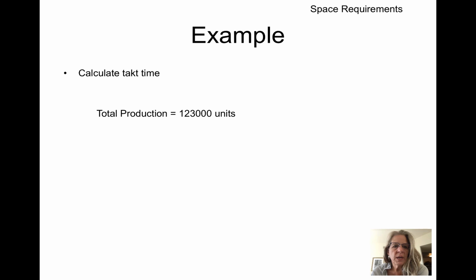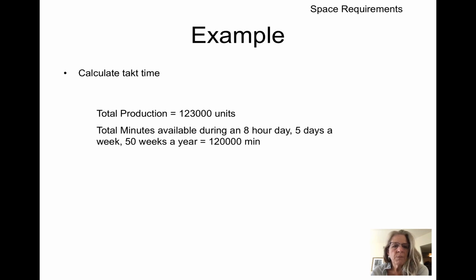So what we do is we take the total production, which is 23,000 units, and we look at the total available time, which is 8 hours a day, 5 days a week, 50 weeks a year, which is 120,000 minutes. We divide that out, and it's a little bit less than a minute per unit that something needs to stay in a workstation.